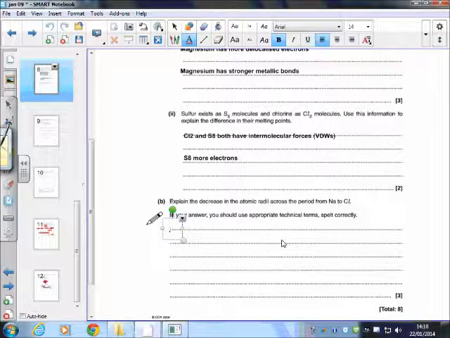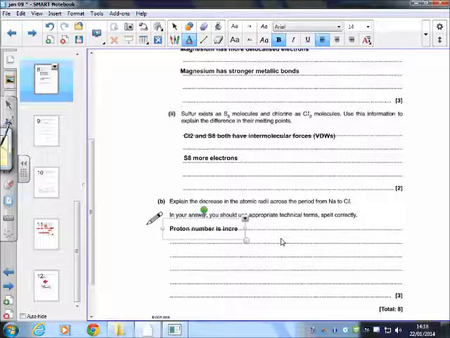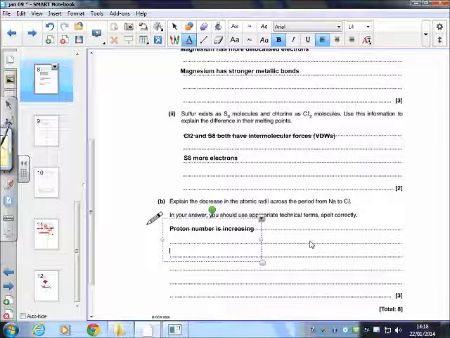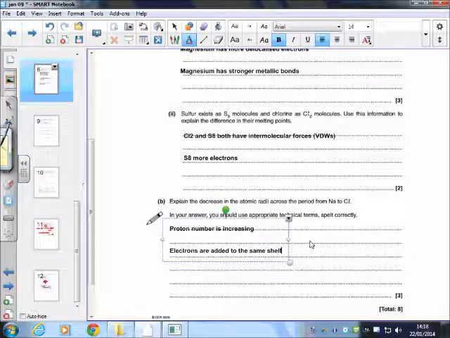And as we go across the period, from left to right, we have the number of protons is increasing. Okay, that nuclear charge is increasing. So you need to say proton number is increasing for 1 mark. And then we need to talk about electrons, because if protons are increasing, so is that electron number. So electrons are added to the same shell. So as we go from left to right, electrons are added to that same shell.